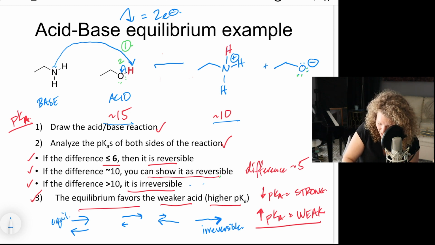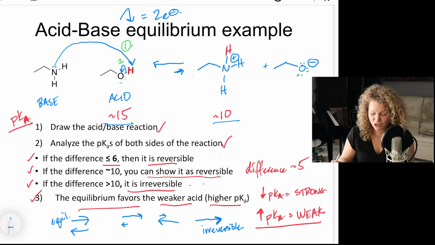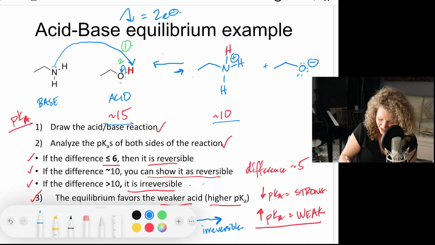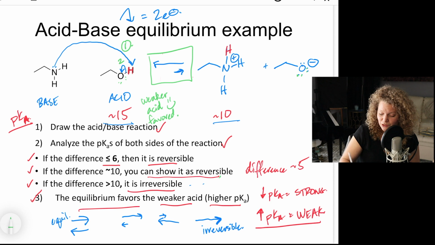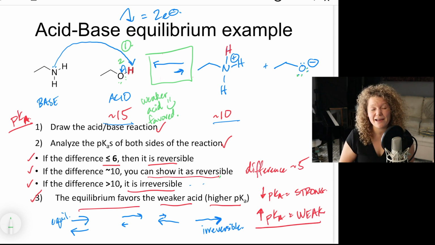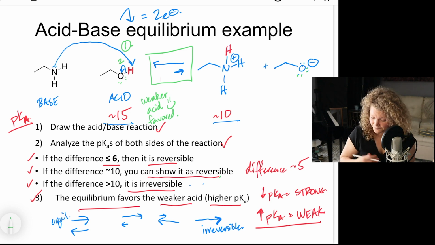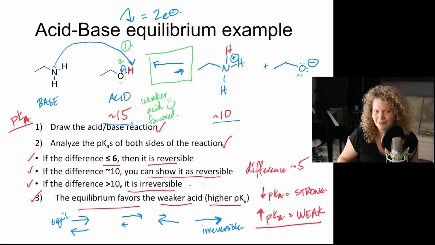So when we draw our equilibrium arrow, we are going to show that it's reversible, but we're going to show that the left side is favored because it has a weaker acid. And that is why we draw our equilibrium arrow showing that the left side of this reaction is favored. All right, now you might have asked yourself, well, what if we draw it the other way?